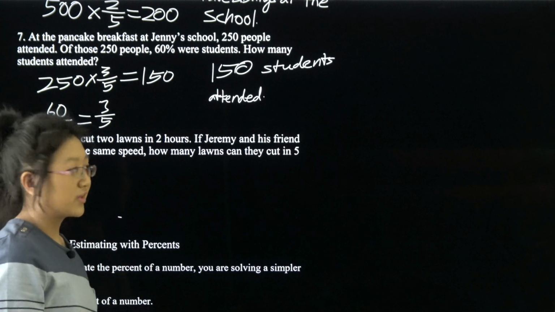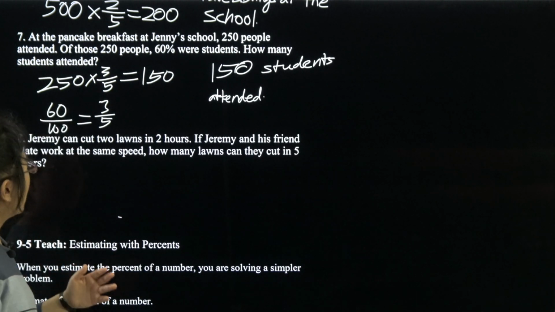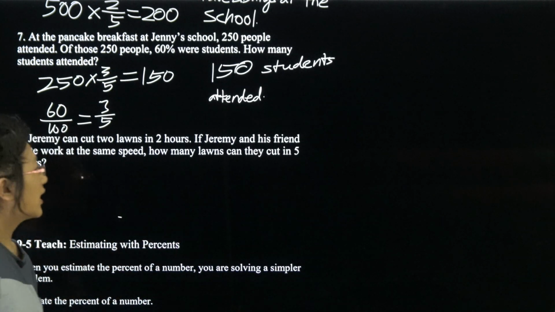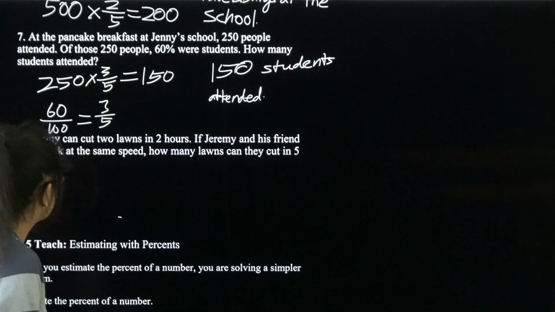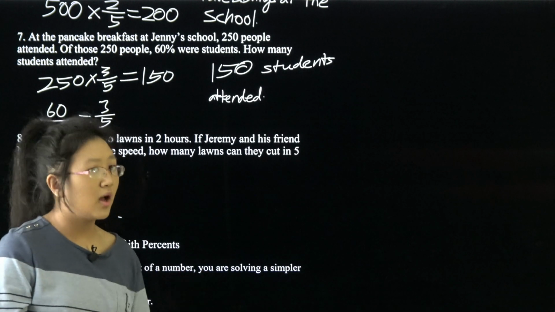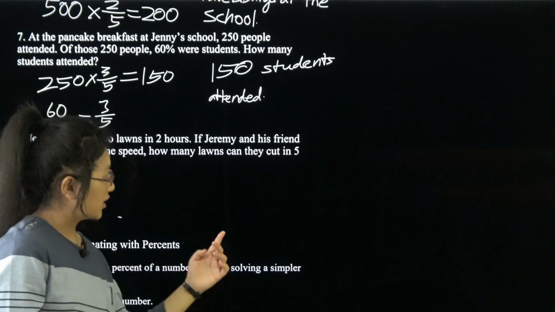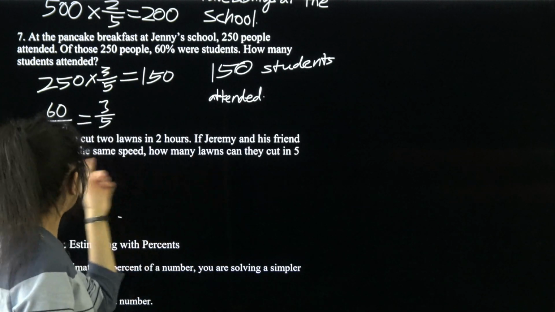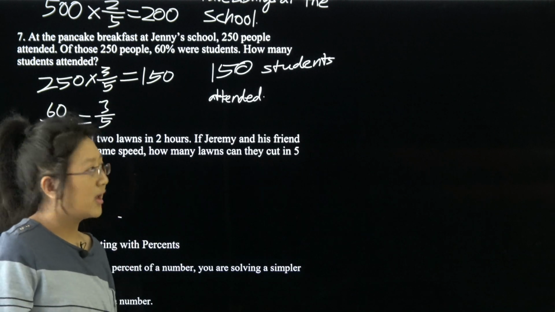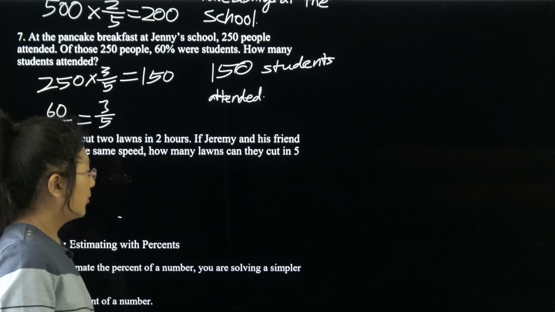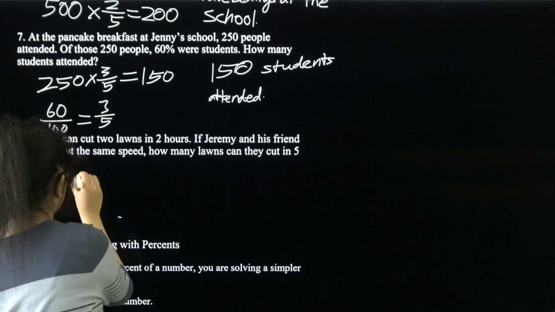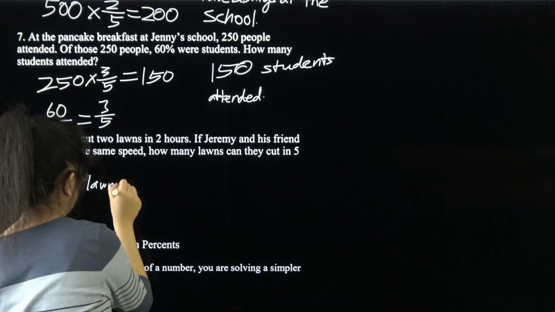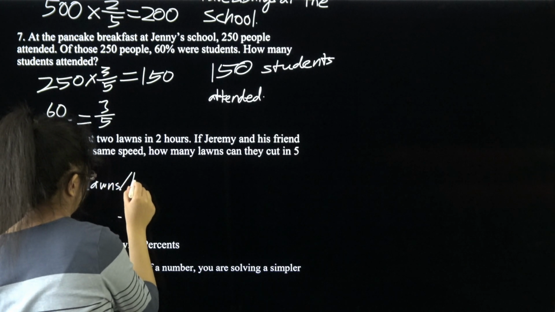Well, we're at the last question of the section. Jeremy can cut 2 lawns in 2 hours. If Jeremy and his friend Nate work at the same speed, how many lawns can they cut in 5 hours? So if you cut 2 lawns in 2 hours, that just means that you cut 1 lawn in an hour. And if Jeremy and his friend Nate work at the same speed, then Nate also cuts 1 lawn an hour. So both of them together would cut 2 lawns an hour.